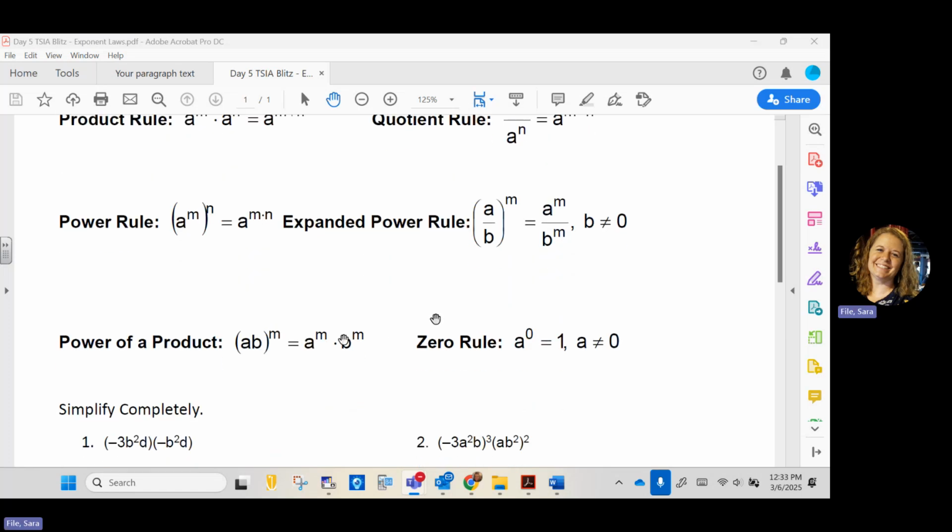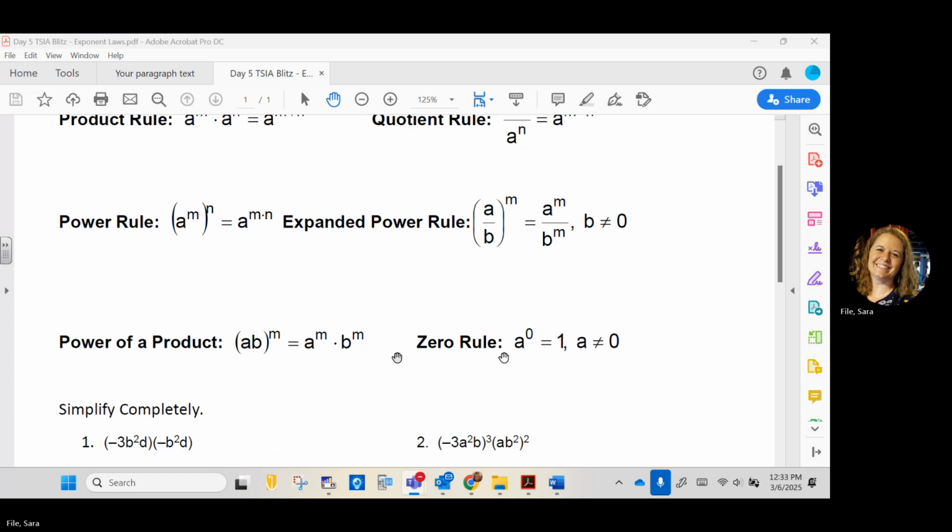And then the power of a product is saying if you are multiplying two different bases, and those are in parentheses, and then outside the parentheses you have a power, that power goes to both bases inside.